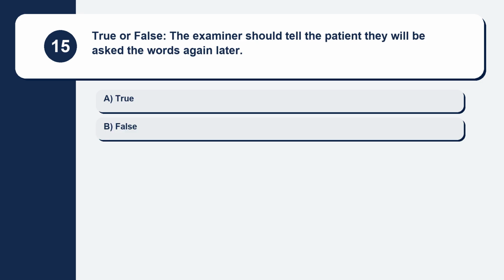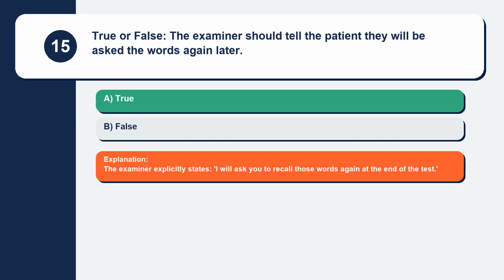Question 15. True or false, the examiner should tell the patient they will be asked the words again later. True. False. The examiner explicitly states, "I will ask you to recall those words again at the end of the test."